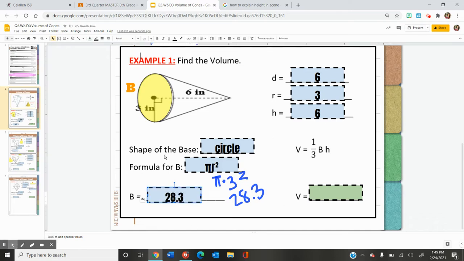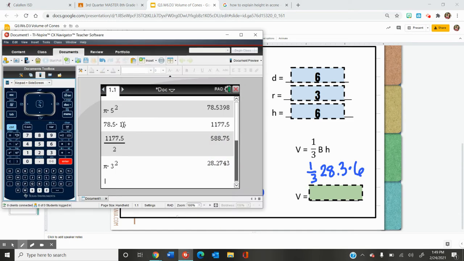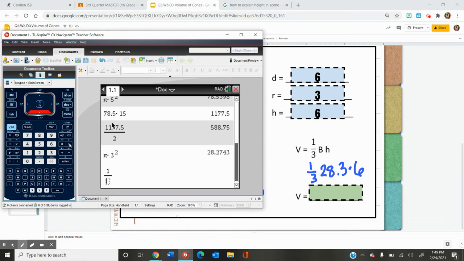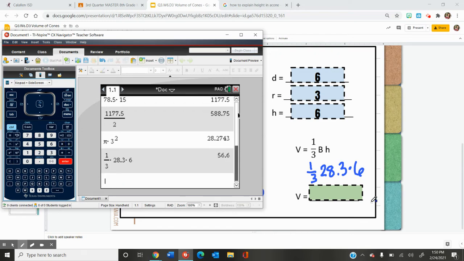Okay, so now that we have found the area of my base shape, I'm going to apply this into our formula here. So here we have volume equals 1/3. The area of my base was 28.3, and I'm multiplying this by my height. Now my height is 6. So in my calculator, you can do this one of two ways. You can either do control divide, 1 on top, 3 on the bottom, and multiply this by 28.3 times 6, so you can do it that way. Or you can press Control Divide.